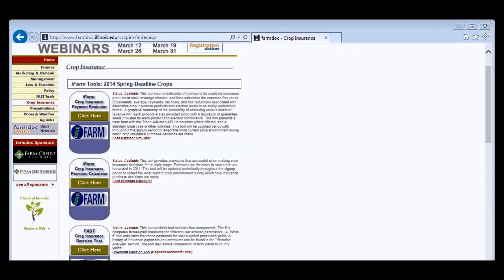We are having a, is it there, Mark? We were trying to show the crop insurance decision tool, and the technology has gone by the wayside.